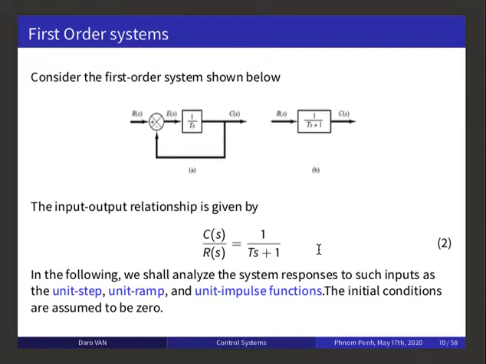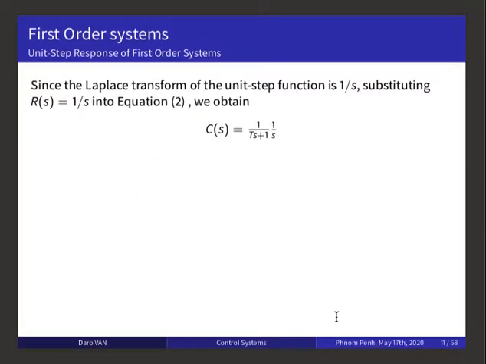Later we'll use the unit step input, the unit ramp, and the unit impulse functions to analyze the response. This Rs will be replaced by each of these, and we have to assume that the initial conditions are 0. Okay, let's consider the unit step response.